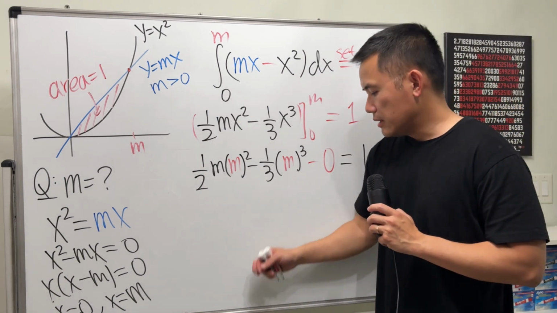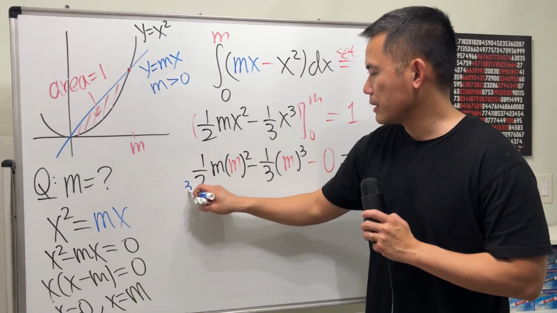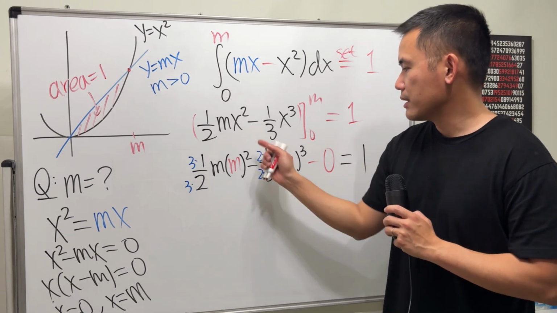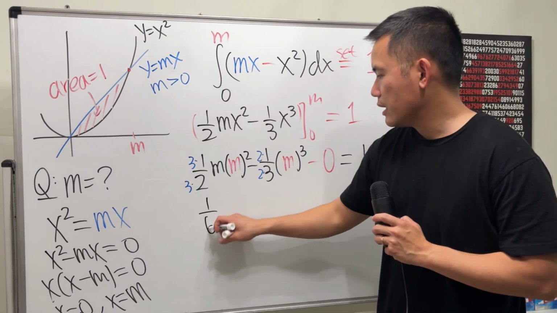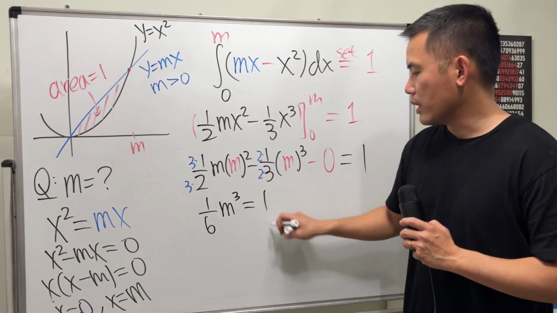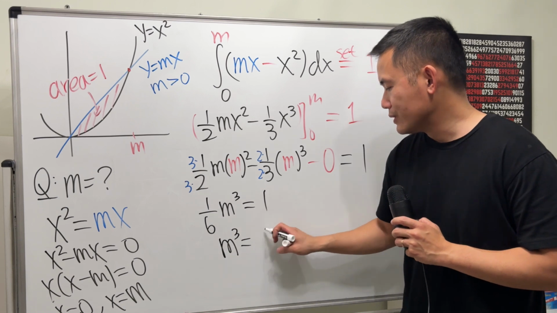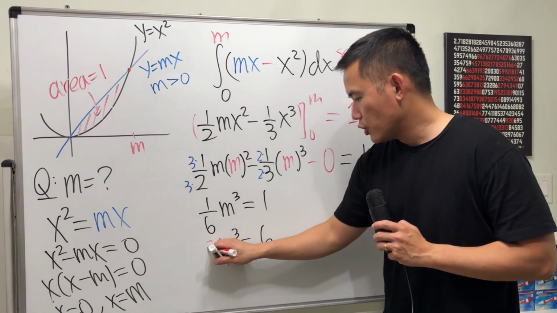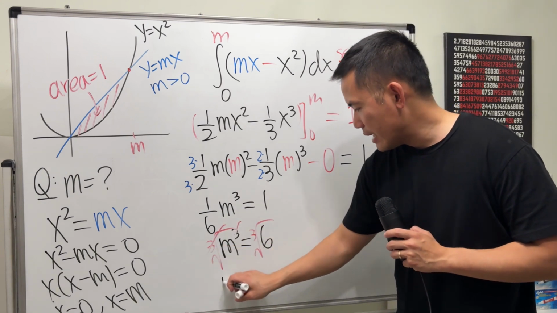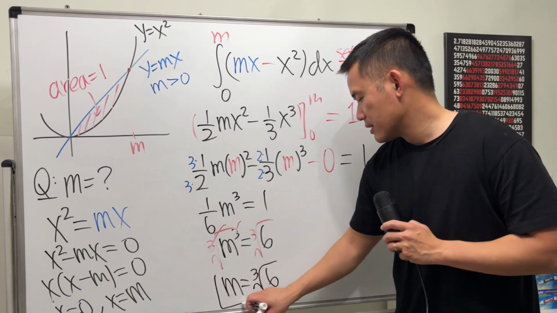Now let's get the common denominator for 1/3 and 1/2. So multiply this by 3, multiply this by 2. So 3 minus 2 is just 1/6. Both of them are m cubed, so like this, and that's equal to 1. Now multiply both sides by 6. m cubed is equal to 6, and then take the cube root on both sides. Cancel. m is equal to the cube root of 6. Done.